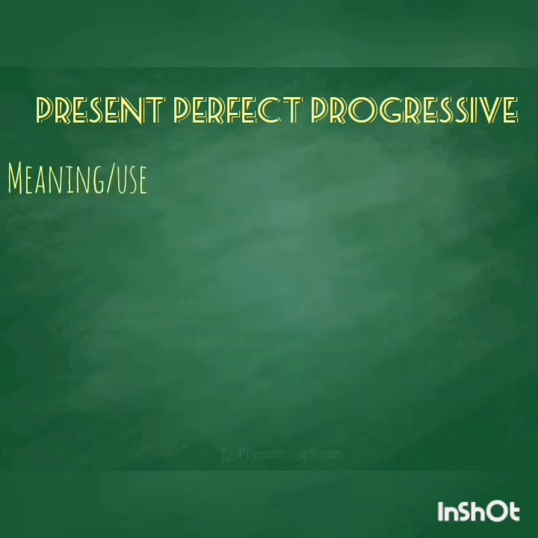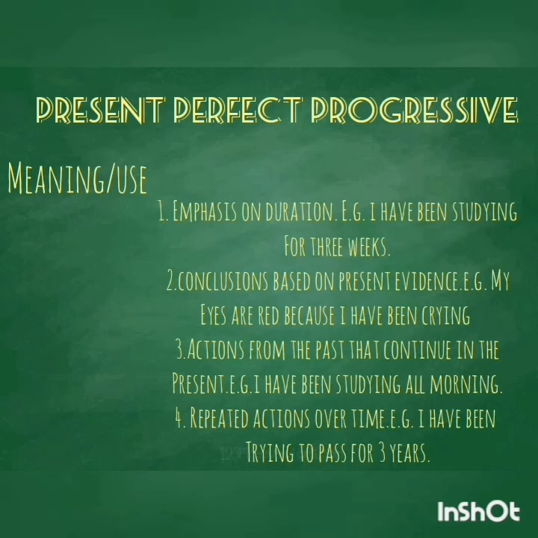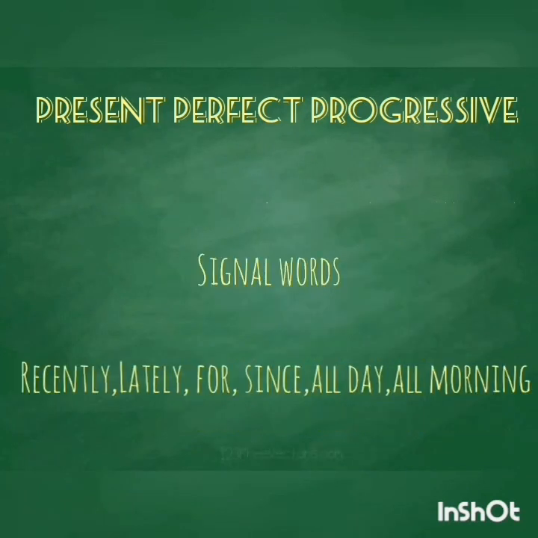Common uses of the present perfect continuous are referring to actions that started in the past and continue up to the present, drawing conclusions based on present evidence, emphasizing duration, and repeated actions over a period of time. The usual signal words for this tense are the ones that you can see below.